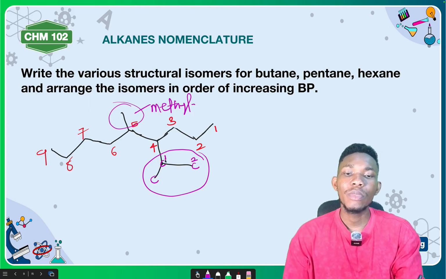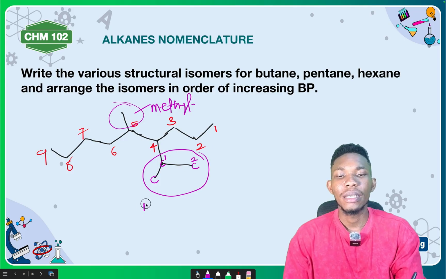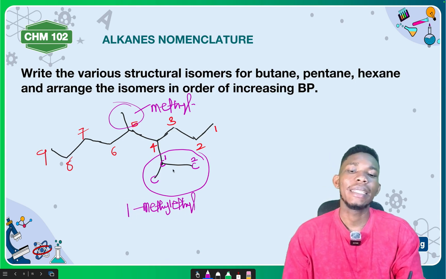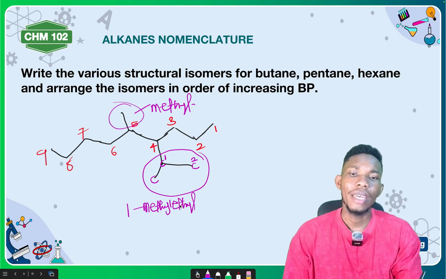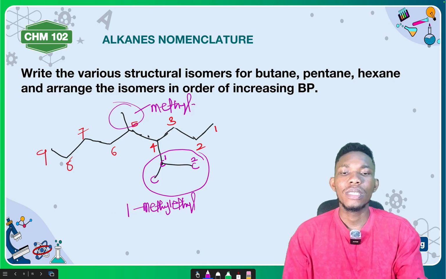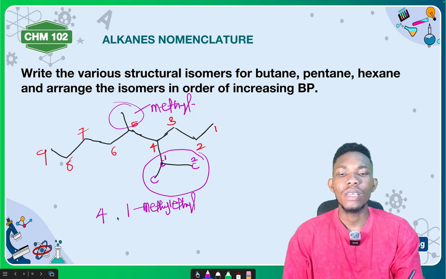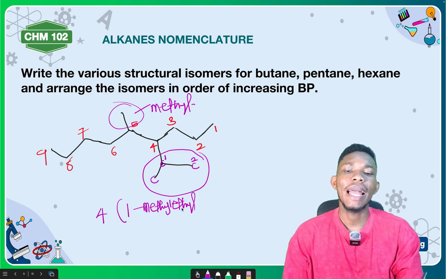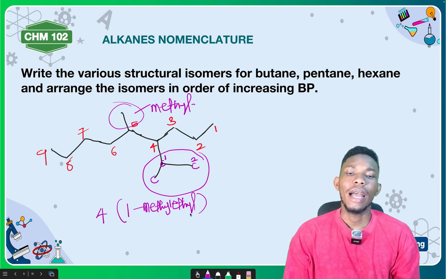If I want to name this compound, I will first of all say methyl, ethyl: 1-methyl ethyl. Are you getting it? But at position number 4, that is where it is. So we say 4 bracket 1-methyl ethyl. Are you getting it? Why?